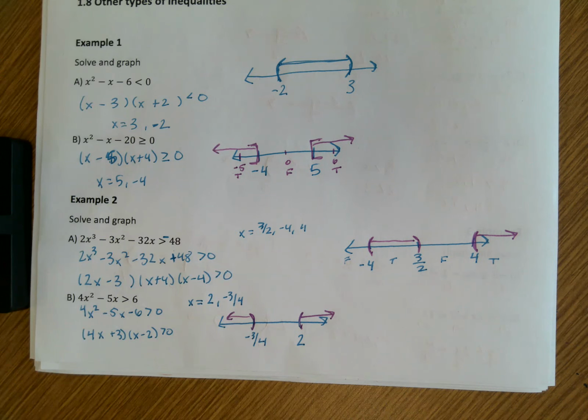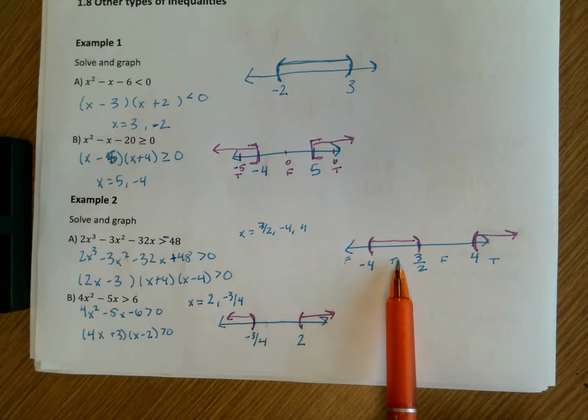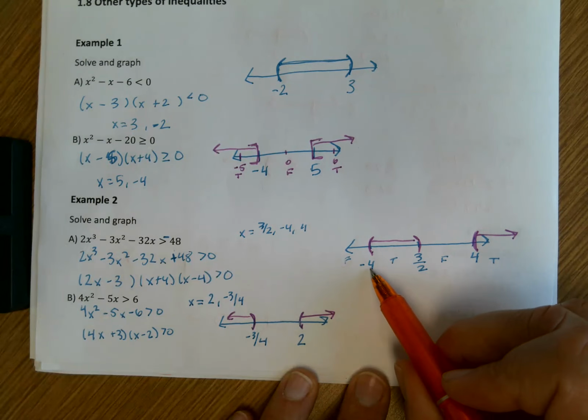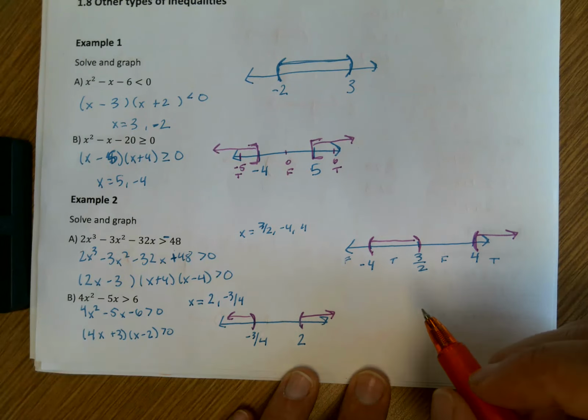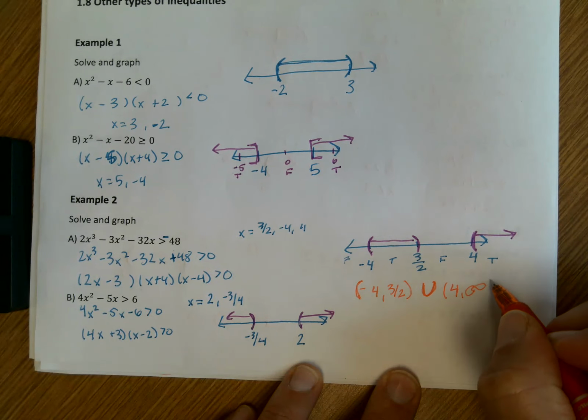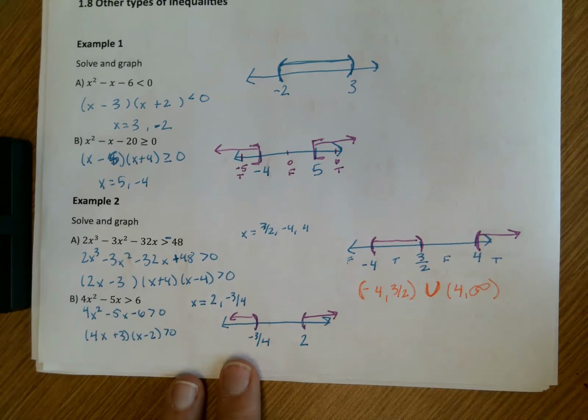One thing, what if I ask you to write your answer in interval notation? So once I have the graph, and actually if I didn't have the graph, you should still be able to write this in interval notation if you know the section. So if I'm writing this in interval notation, it's saying that I have a solution here in between -4, it's not included, and 3/2. And then I also have a solution. So this right here is a union with 4 to infinity. So this is writing that in interval notation.